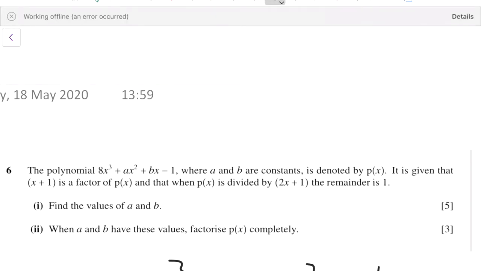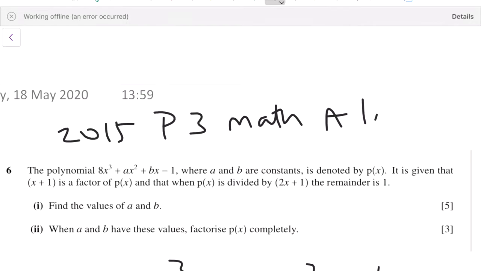Hi everyone, so we are solving question 6 of the 2015 P3 Math A-level paper. So let's have a look at this question.